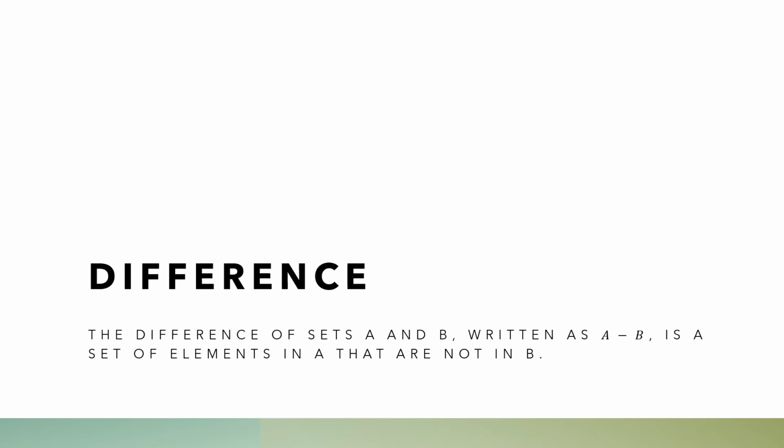Let's have now difference. The difference of sets A and B, written as A minus B, is a set of elements that are in A but not in B. So we just remove the elements that are common between A and B, and the answer is what is remaining from A. So let's have an example.